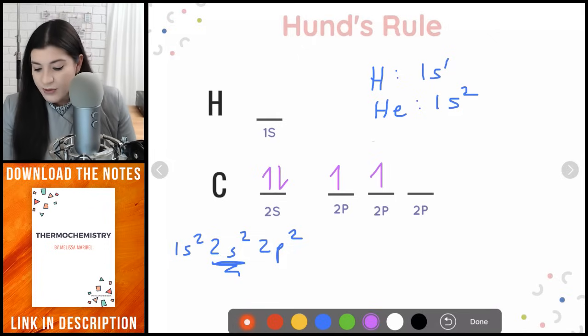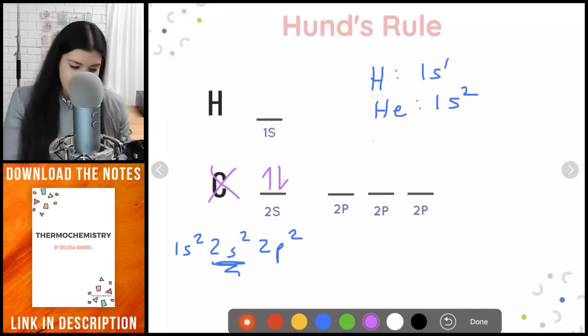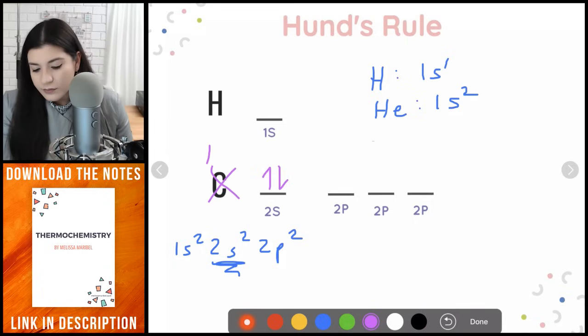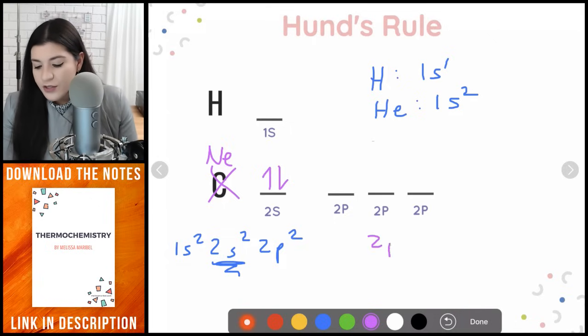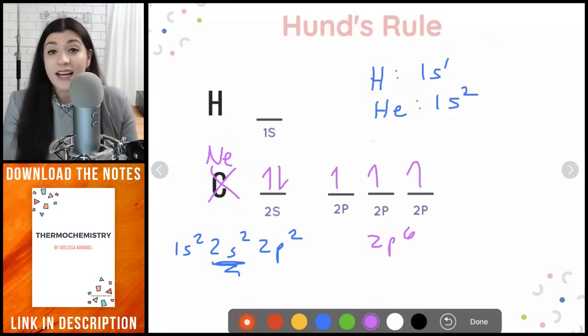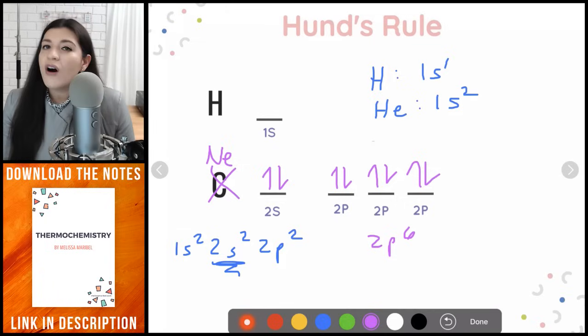But let's say if we had 2p6, for something like that. Well, and let's say this is something different. Let's say this would be neon. If this were neon, then how I would fill this, if this is 2p6, is I would just do 1, 2, 3. I'd come back around 4, 5, and 6. That's all Hund's rule is saying.